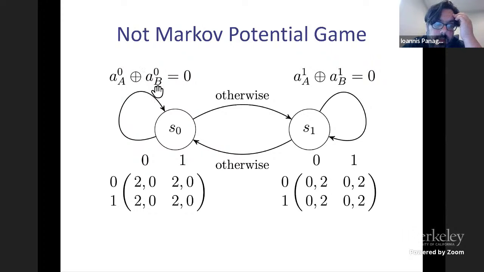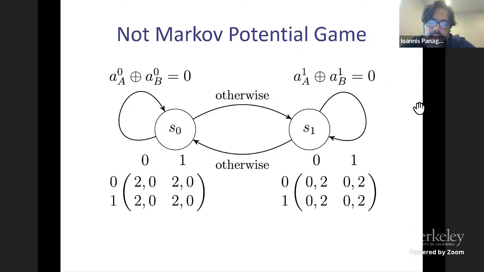So player A and player B, they choose something. If the XOR is 0, you remain at state 0. If the XOR is 1, you jump to S1. And the same is there. If the XOR is 0, you remain at state 1. Otherwise, you jump to state 0. So every state effectively is a dummy game, right? So it's a constant game. You always get 2 and the other player gets 0, or the opposite. So they are trivially potential games, with a constant function as a potential.